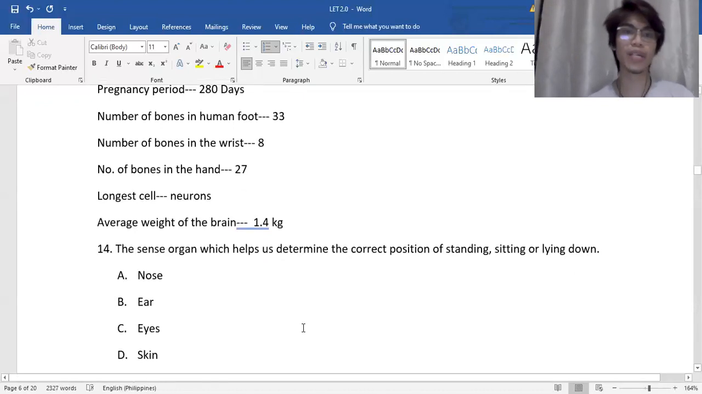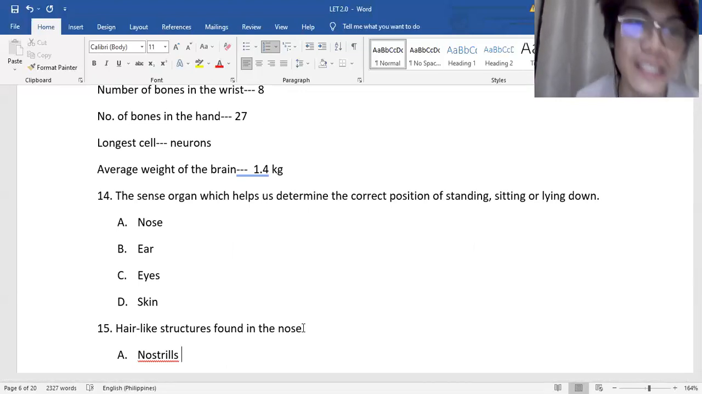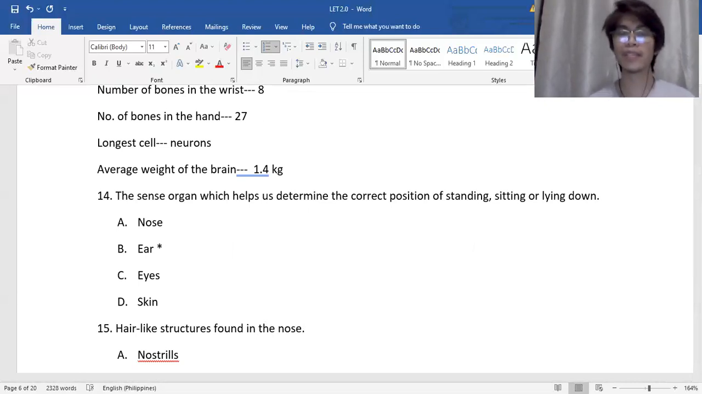Number 14, the sense organ which helps us determine the correct position of standing, sitting, or lying down. This is my lesson for grade 3. Is that nose, ear, eyes, or skin? The correct answer here is your ear, letter B. Because inside your ear, we have the vestibules. The vestibules determine the correct position of standing, sitting, or lying down. So you can search that.